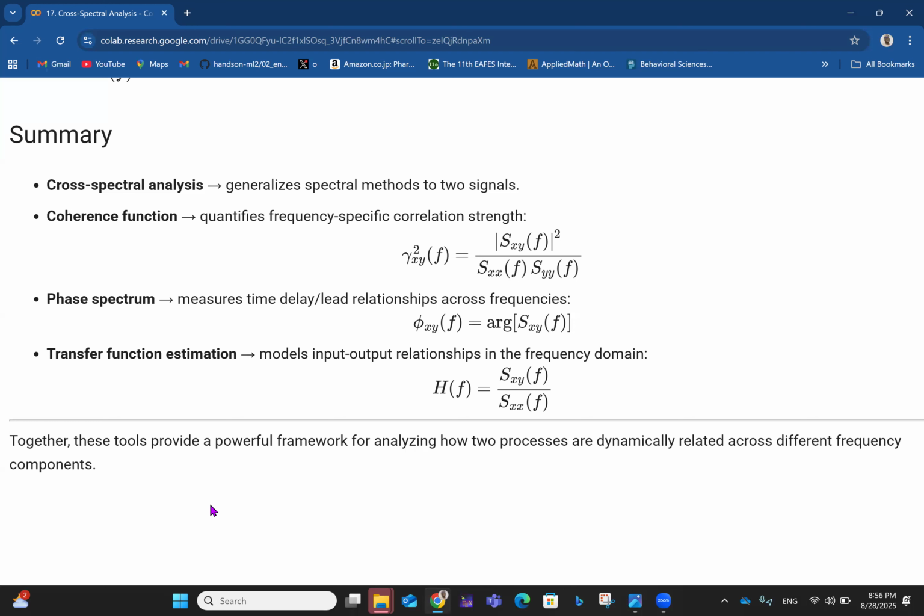Together, these tools, the coherence function, phase spectrum, transfer function estimation, and cross-spectral analysis, provide a powerful framework for analyzing how two processes are dynamically related. By two processes, we're talking about two signals, two data sets, two time series, and how they're dynamically related across different frequency components. So with this, we come to the end of this very interesting video.